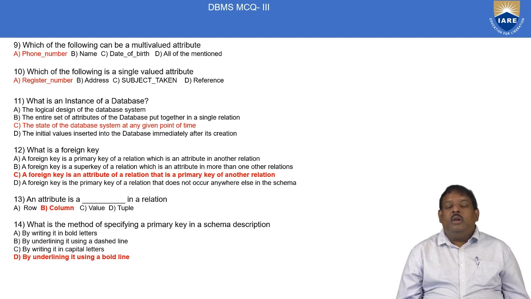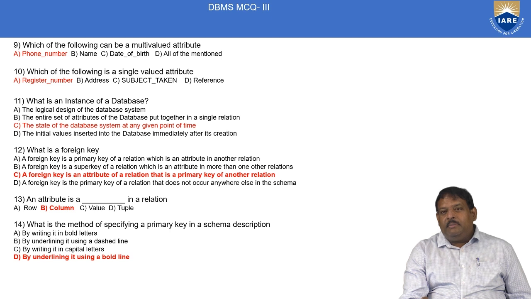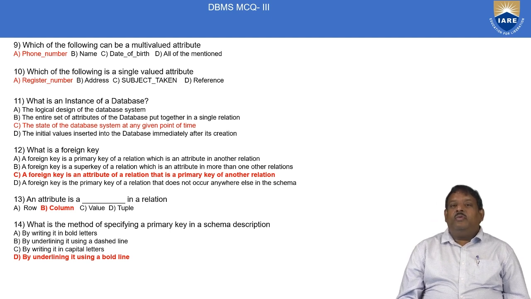So the first answer is ruled out. Next, a foreign key is a super key of a relation which is an attribute of more than one other relation. This also seems to be wrong. Third option, a foreign key is an attribute of a relation that is the primary key of another relation. This is exact. A foreign key is an attribute of a relation that is already a primary key in another relation. So there would be a master table, the primary table, and the corresponding entries in the subsequent child tables will be foreign keys. So the right answer: a foreign key is an attribute of a relation that is the primary key of another relation.